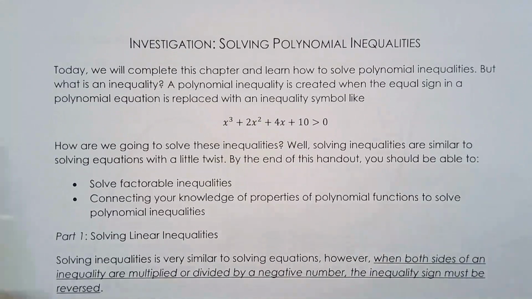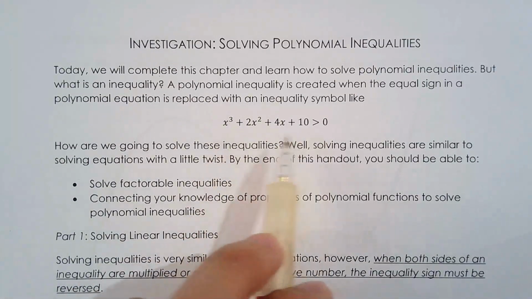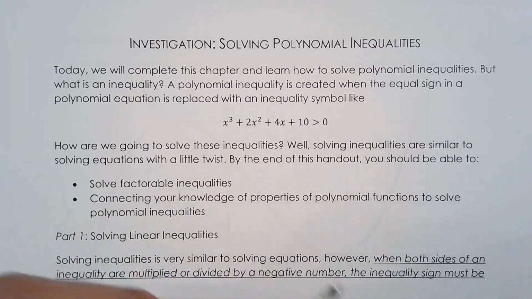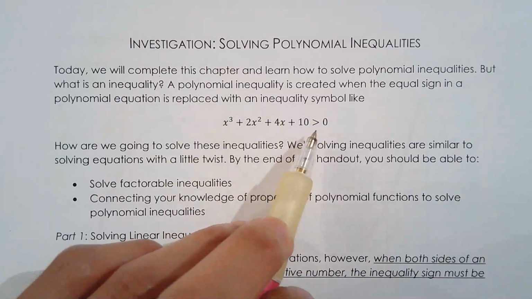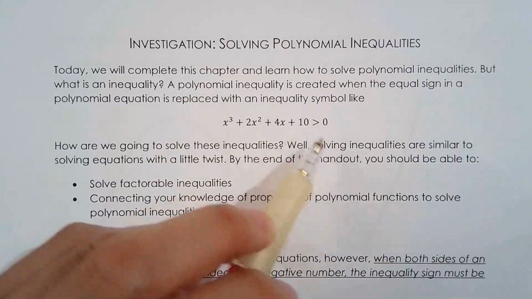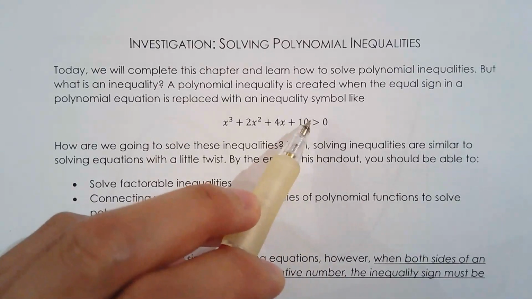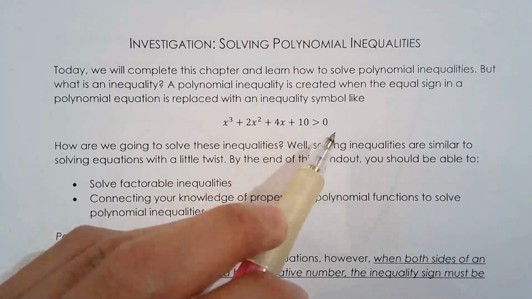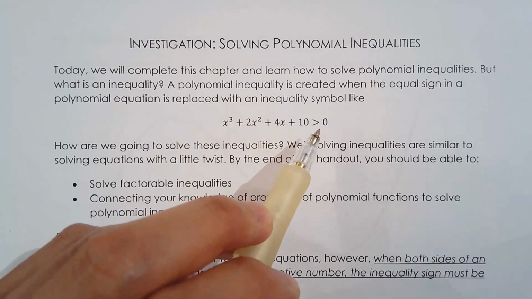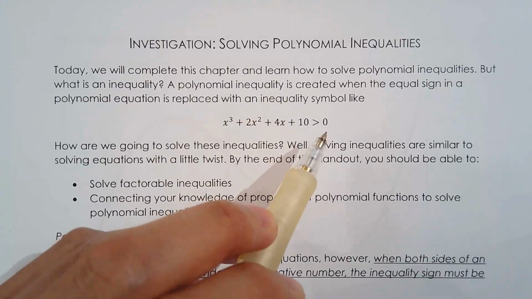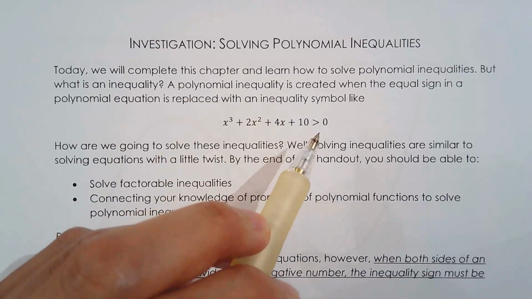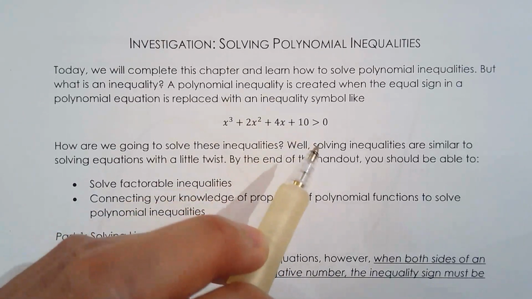What I have here is an inequality. How do I know this is an inequality as opposed to an equation? Quite simply, there's a greater than symbol here as opposed to an equal sign. You still have a left side and right side, but if you replace the equal sign with a greater than symbol, greater than or equal to, or less than or equal to, then you go from an equation to an inequality.